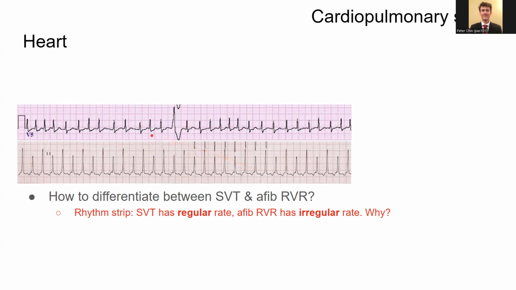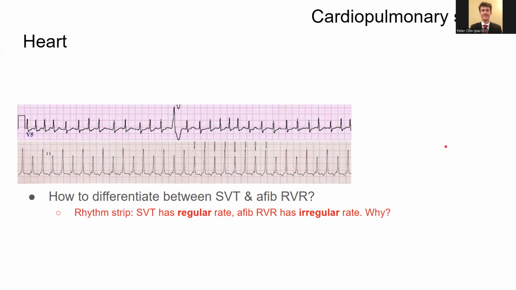Whereas if you look at AFib with RVR, it's a tachycardia, but the QRS complexes aren't spaced out the same from each other. Like these two look farther away from each other than these two, and that applies to the entire rhythm strip.